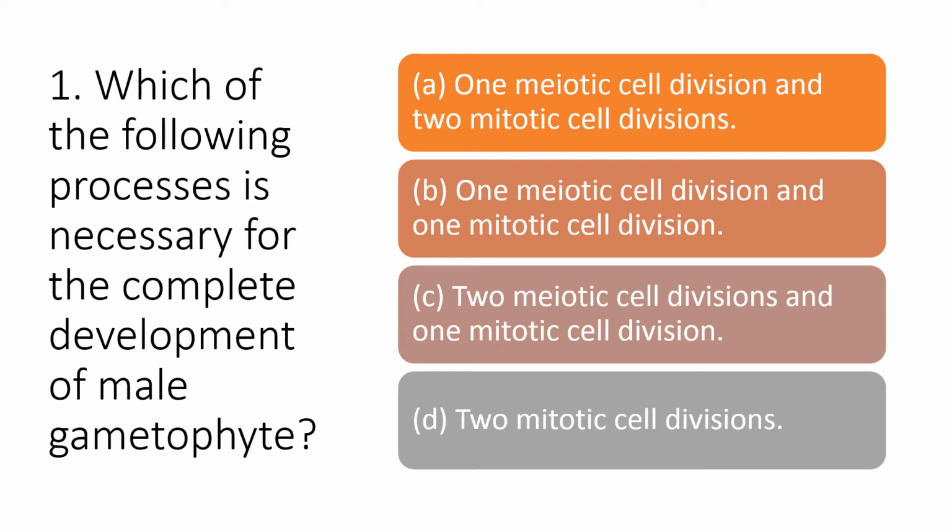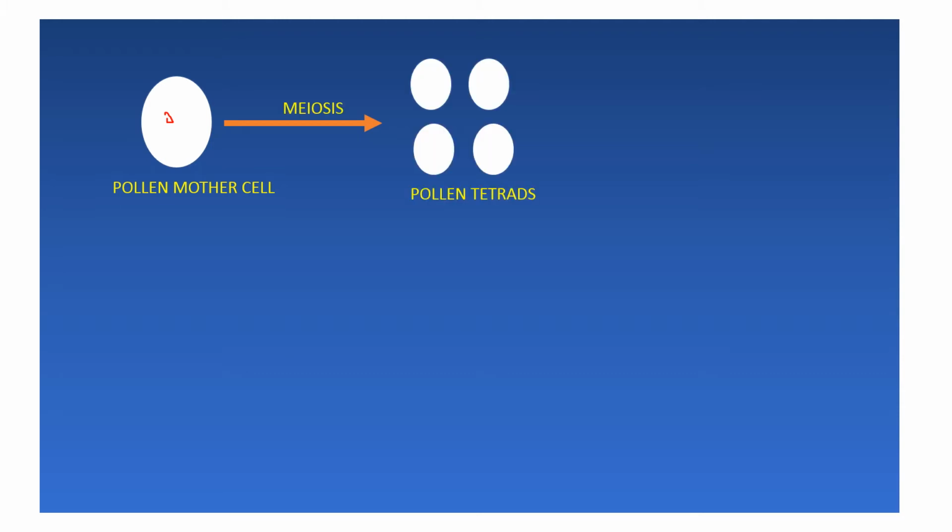So we should know how the male gametophyte will develop. So we know the process. The pollen mother cell, which has a nucleus here, will undergo meiosis and produce pollen tetrads. So 4 pollen grains, that is the microspores, will be formed, and each microspore undergoes mitosis to produce gametes.